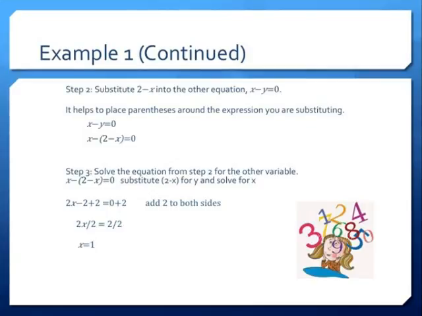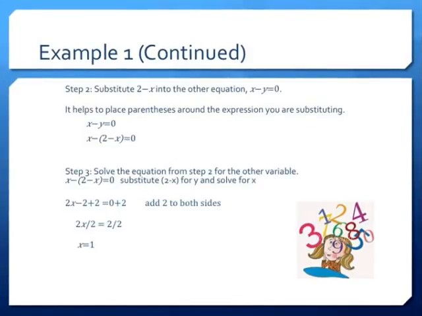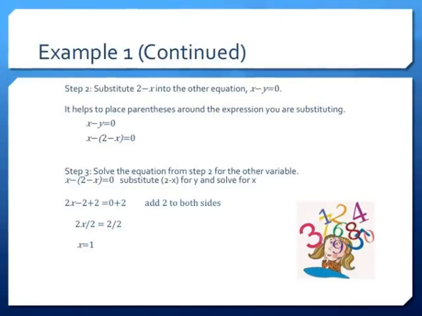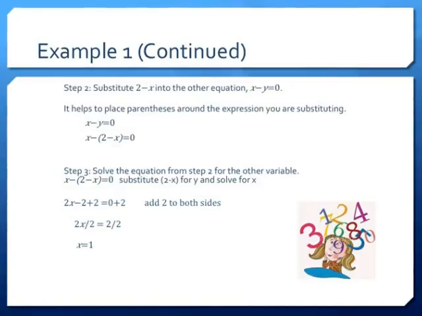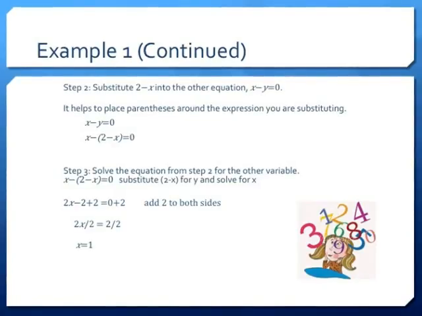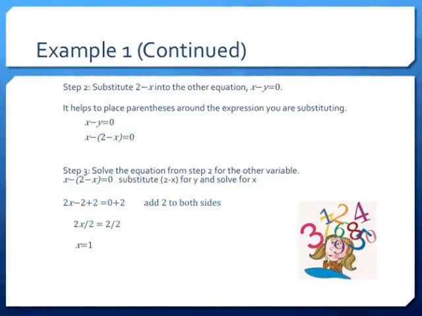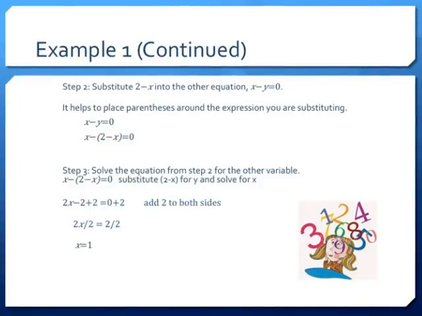So we're going to substitute 2 minus x into the other equation, x minus y equals 0. It helps to place parentheses around the expression you are trying to substitute. So we have x minus y equals 0. And then when we substitute in, it's x minus the quantity of 2 minus x equals 0.